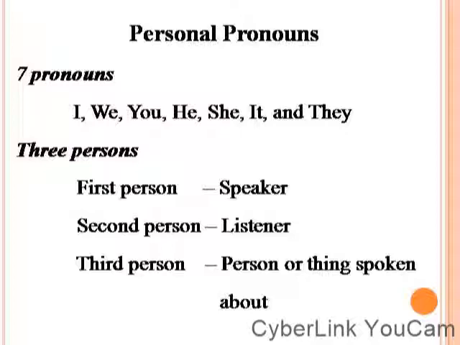There are 7 personal pronouns: I, we, you, he, she, it, and they. There are 3 persons: first person, second person, third person. As I told you earlier, first person refers to the speaker, second person refers to the listener, third person refers to a person or thing spoken of or about.